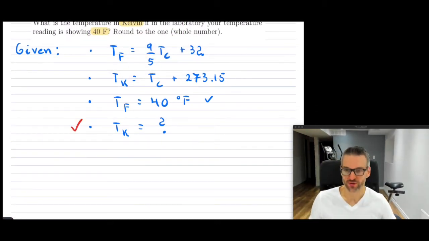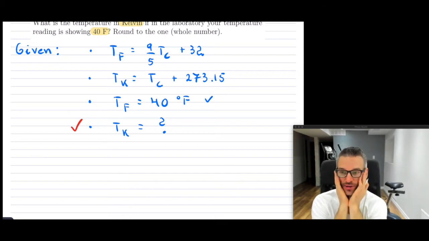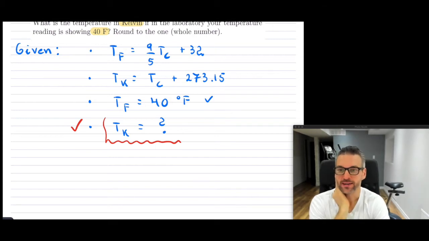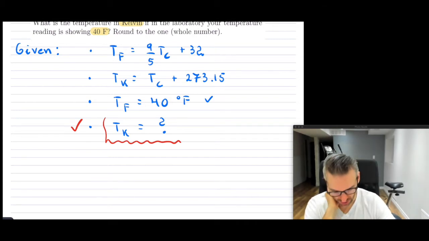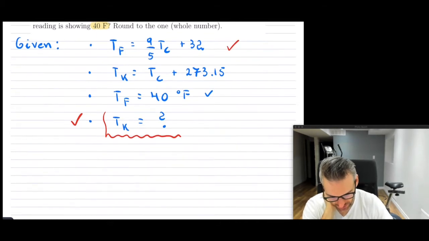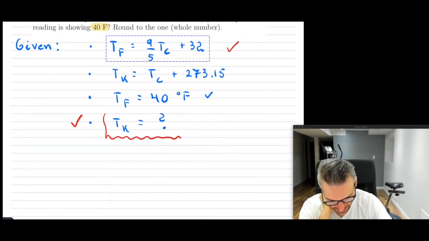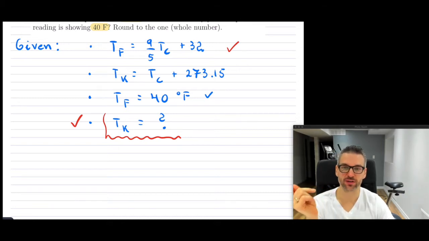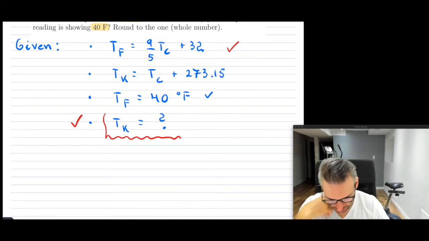You can define the temperature here, and make sure that you're highlighting it somehow so that the reader knows what you're looking for. Now we're going to utilize all the givens. I'm going to use this formula right here first, because I have a relationship between the temperature in Fahrenheit and the temperature in Celsius. I am interested in temperature in Kelvin. So first I'm going to find the temperature in Celsius and then substitute it into that second formula, and then I'll find what the temperature in Kelvin actually is.